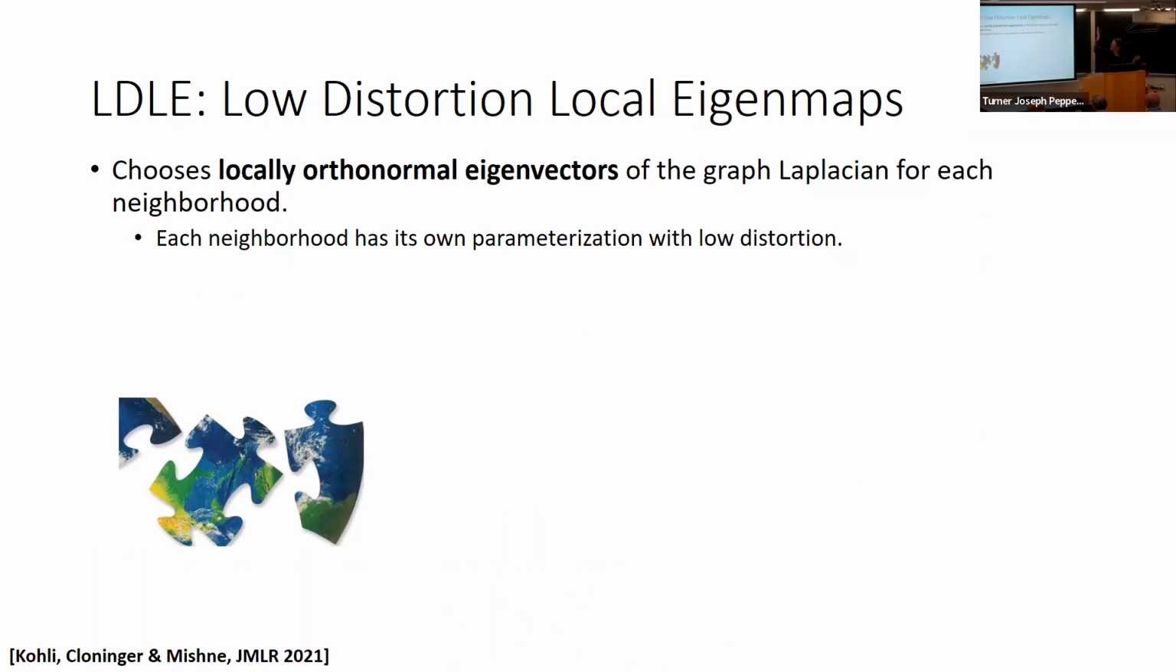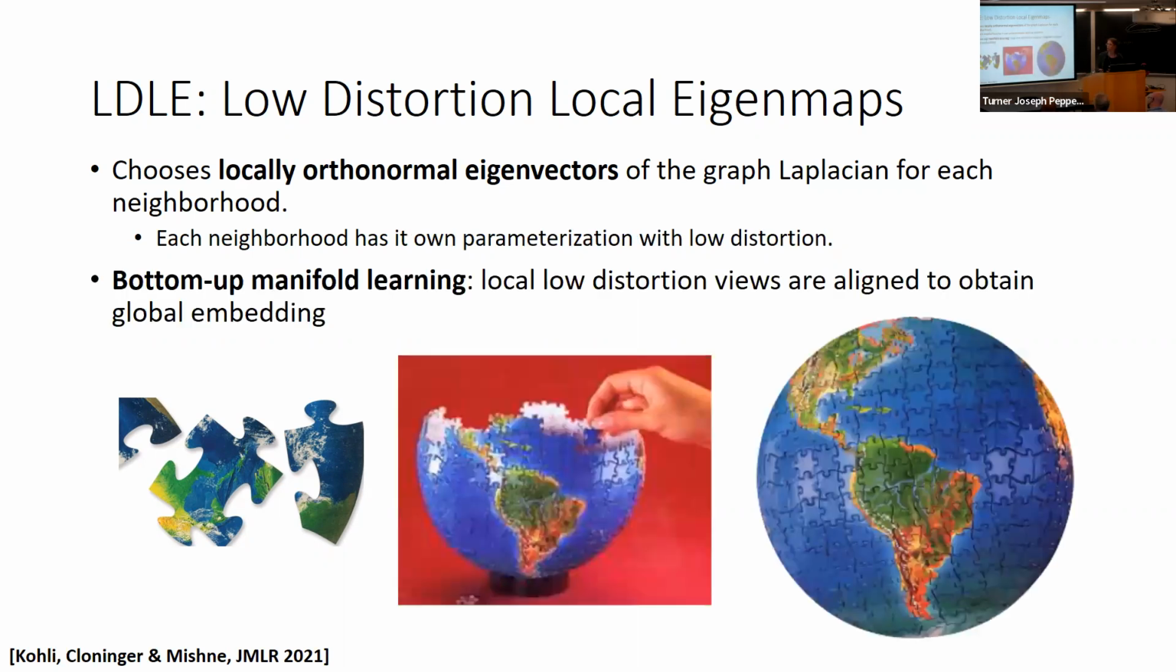So we present LDLE, which is low distortion local eigenmaps. What we're going to do is choose locally orthonormal eigenvectors of the graph Laplacian. So we're going to construct a global embedding from the graph Laplacian. We're going to take a large subset of these eigenvectors and then for different points, choose subsets of these eigenvectors. So each neighborhood is going to have its own parameterization. We're going to have these little puzzle pieces. And then we're going to do what we call bottom-up manifold learning.